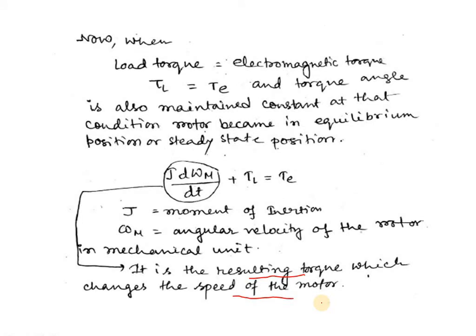So this is the expression where we have shown that the J d omega by dt part is added with our load torque, and this is the resulting torque which changes the speed of the motor. And when TL becomes equal to TE, then the machine reaches its equilibrium position.